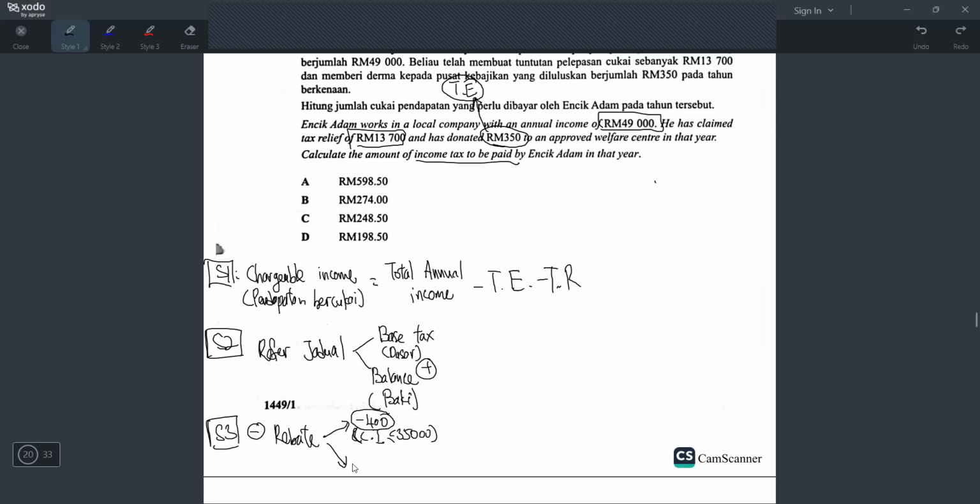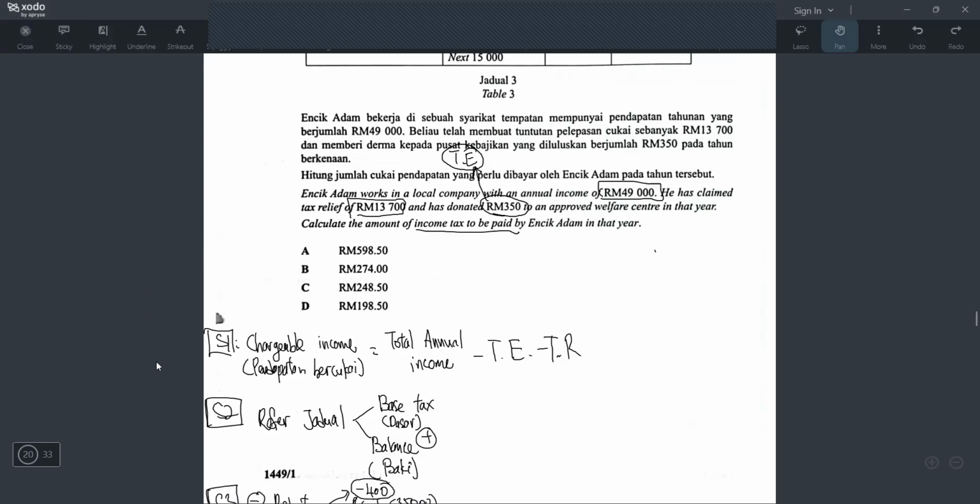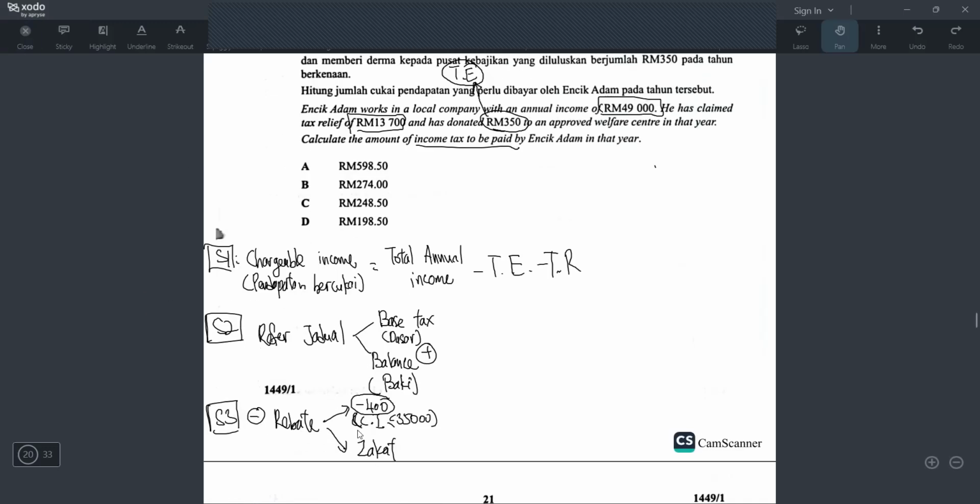Okay, and another type of rebate is called zakat. Okay, but this zakat is only for Muslim citizen, and you only do this if the soalan got mentioned the word zakat, then only we have to minus.